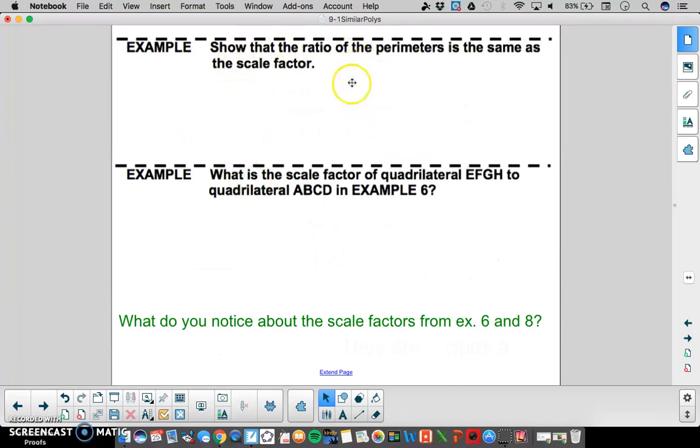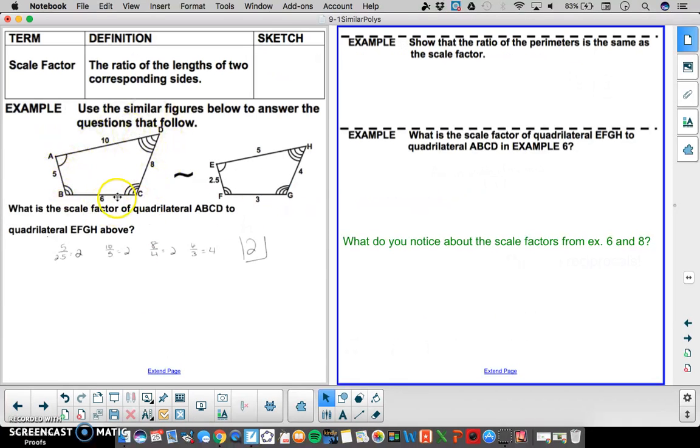Show the ratio of the perimeters is the same as the scale factor. Well, we have our two figures here. We could find the perimeter of ABCD by adding up all the sides, 10 plus 5 plus 6 plus 8. We could also do the same thing with 2.5, 3, 4, and 5 for quadrilateral EFGH. Once we do that, we see we have a perimeter of 29 for ABCD and a perimeter of 14.5 for EFGH. Well, if we set that up in a ratio, 29 to 14.5 is a ratio of 2 to 1, or 2.